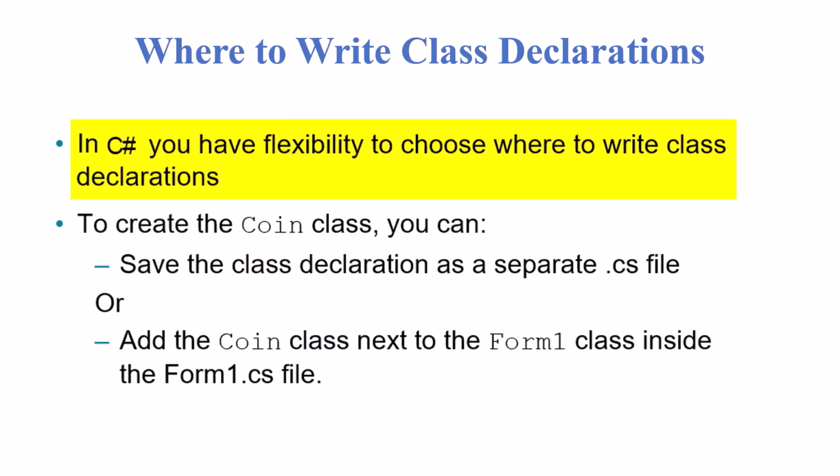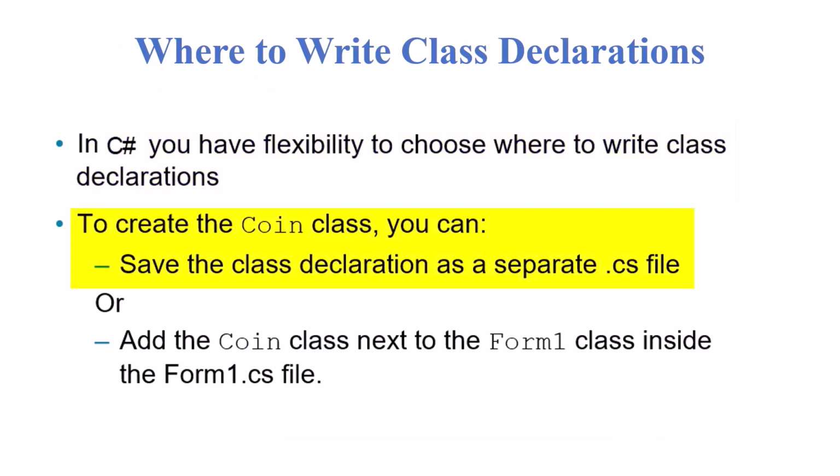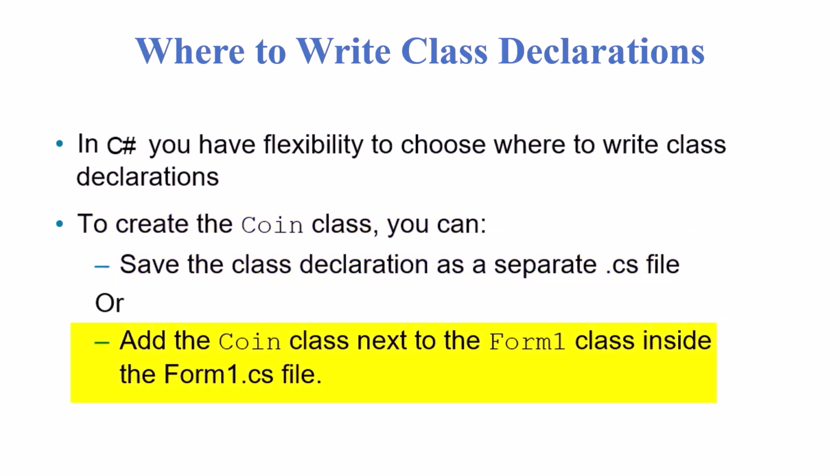In C# you have the flexibility to choose where you want to write the class declarations. To create the coin class, you can save the class declaration as a separate CS file or add the coin class next to the form class inside the Form1 CS file. And that's what we just did. We just did the second thing here. Well, we can also do it as a separate CS file, which makes it very nice because you can use the class then for other programs as well. So you can create one class that's going to work for a bunch of different programs.